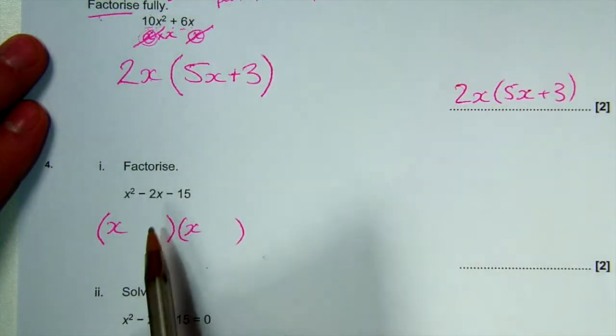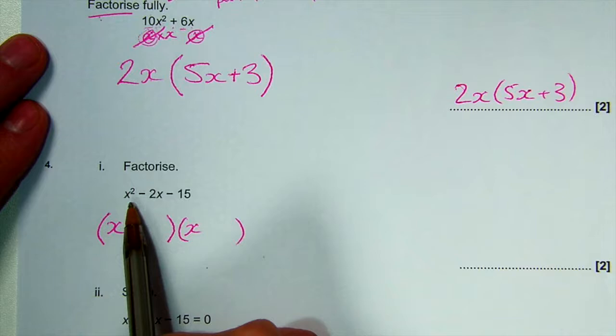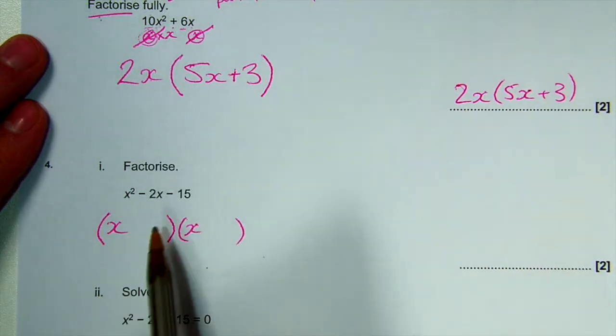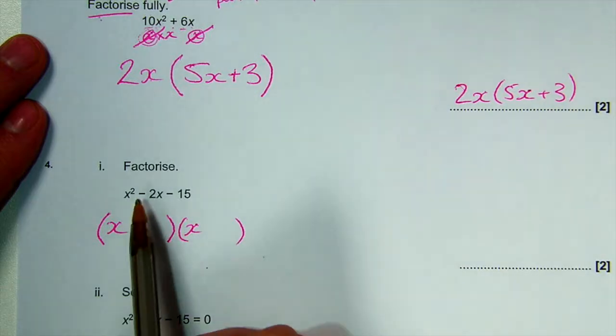Now, if you've done quadratic expansion, you'll know that often you see x and x at the front of both brackets. We know that's going to be the case here because it's x squared. The first term, or the first box in your grid, will be x times x if you're expanding, to give us x squared.